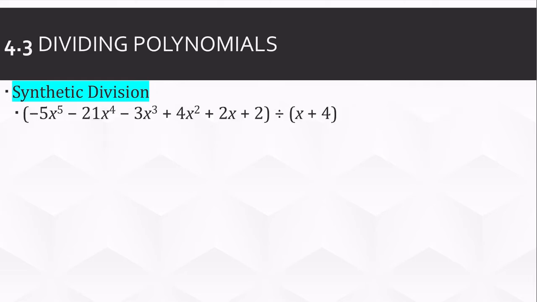For example, we could divide this. Wow, it looks long. I don't want to do regular long division with this, so there's a shortcut with synthetic division. Synthetic division works when you divide by x minus r. So the 4 would be x minus negative 4.